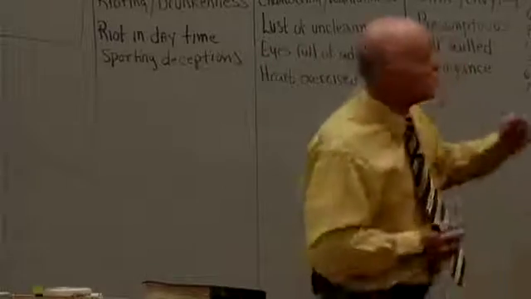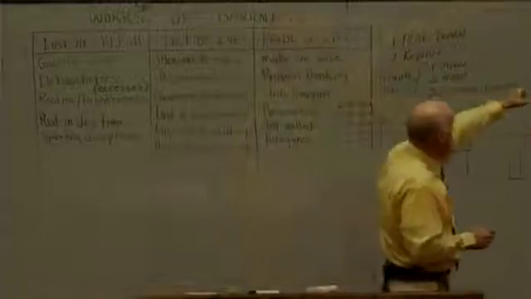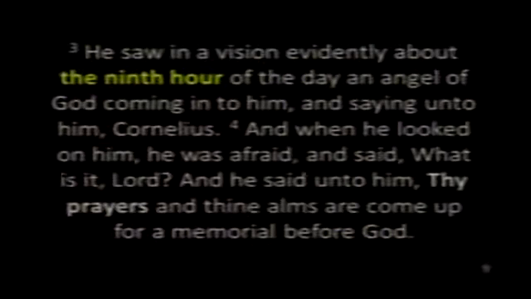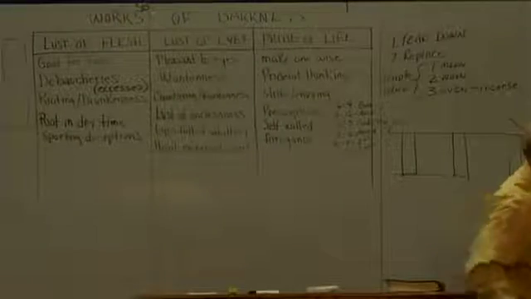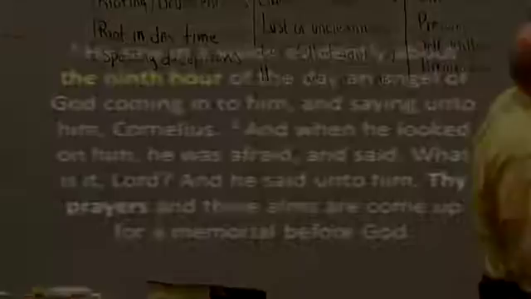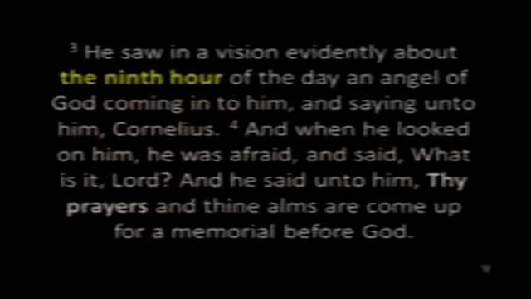Okay. So here he says, verse 4, and when he looked on him, he was afraid and said, what is it, Lord? And he said to him, thy prayers and thine alms are come up for a memorial before God. Wait a minute. What hour is Cornelius praying? We just read it up here. The 9th hour of the day, he's in prayer and God gives him a vision. An angel comes to him and says, hey, now he's fixing to send Peter his way. Even Cornelius is praying, a Gentile. At what time?